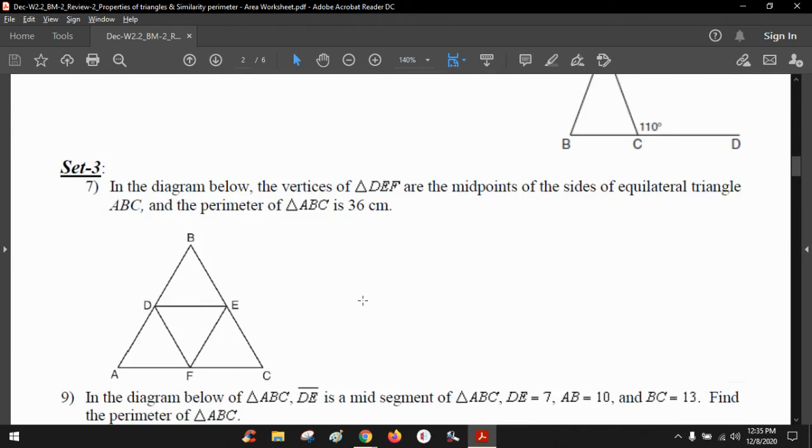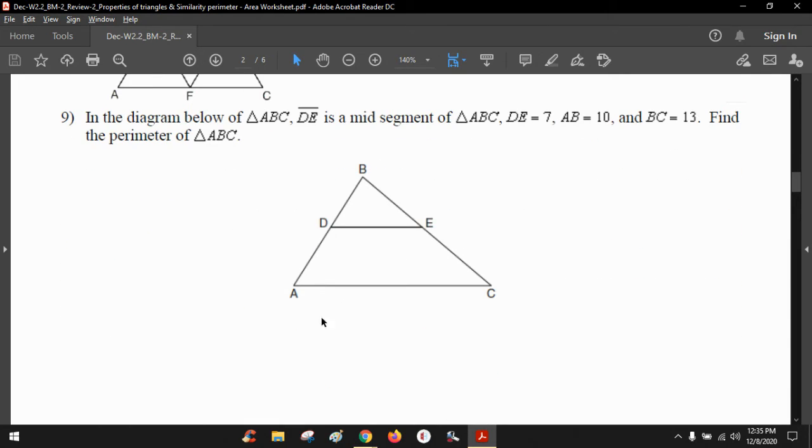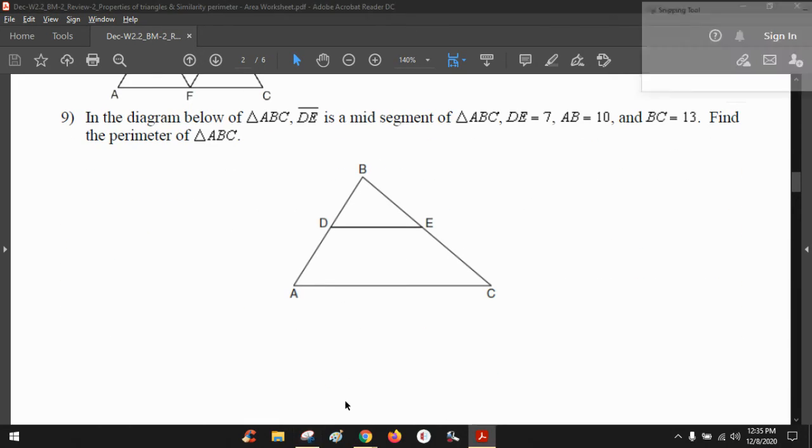Let me take the next question from the worksheet, which is similar to the previous one. The sixth one is also the same. Let me take it really quick.